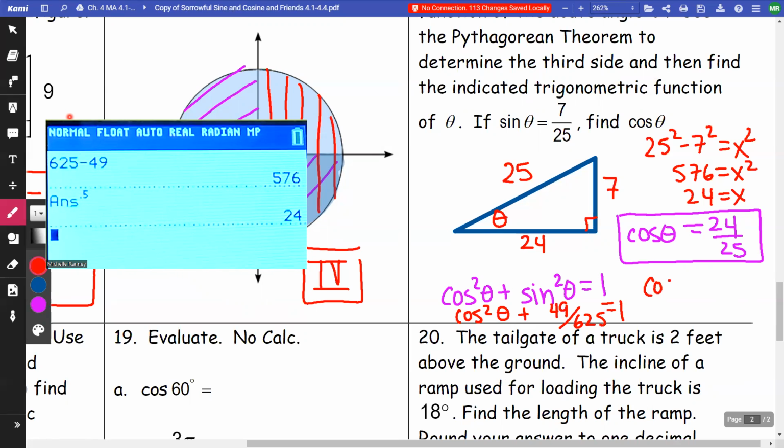So when I solve that, I'm going to get cosine squared theta, and let me just take 625 minus 49, which is 576 over 625. I don't want cosine squared, I want cosine. I can take the square root of that. And when I take the square root of 576, I get 24. The square root of 625 is 25. And you see I got the same answer. That's another approach.